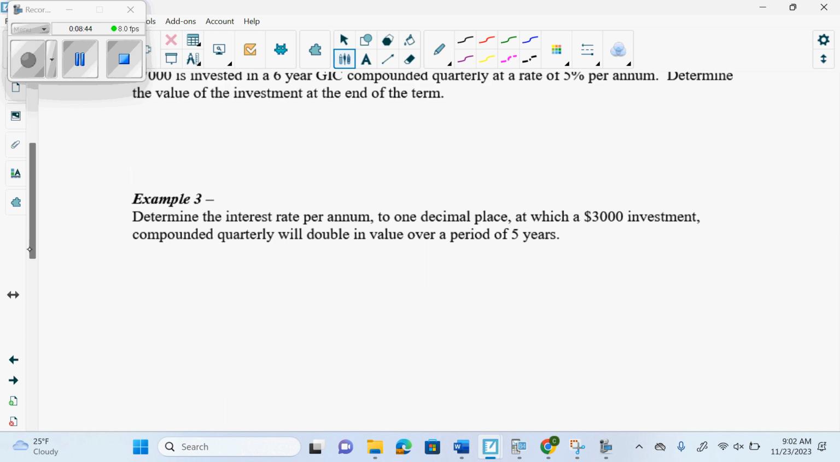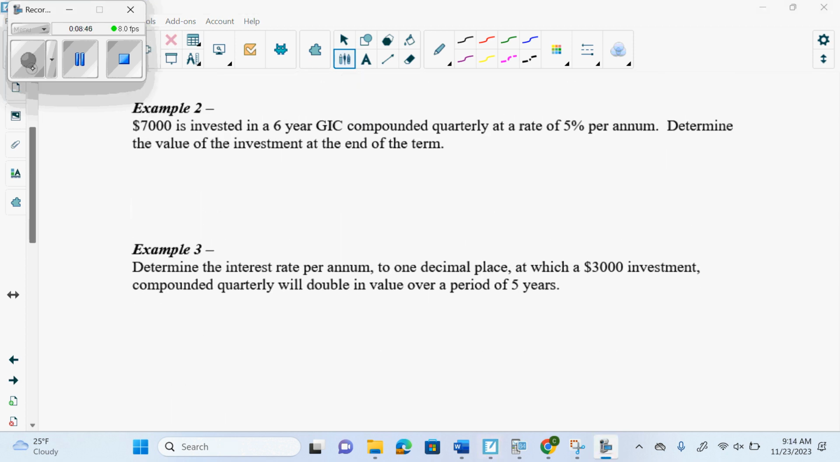All right. Look here. Example 2, 3. 7,000 is invested, so that's my initial. In a 6-year GIC compounded quarterly, so I'm times by 4. The rate is 5%. Divide by 4 because I need to find my interest rate per compounding period. And then they want the value of the investment at the end of the loan. What did you guys get?